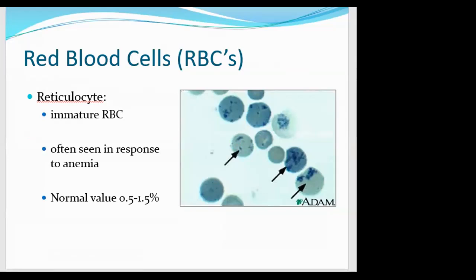So your red blood cells, you have reticulocytes. Reticulocytes are immature red blood cells, and these are often seen in response to anemia. And so you have your normal values there.